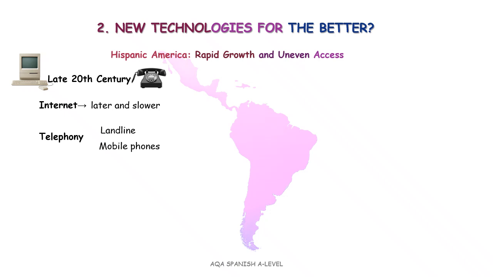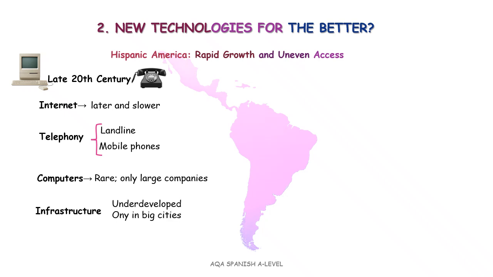Telephony, mobile technology: early mobile phones were expensive, bulky, and used mainly by the elite. Most communication relied on landlines. Personal computers were rare, used mainly by large companies or universities. Most people had no access to digital training. Tech infrastructure was underdeveloped, concentrated in big cities, leaving rural areas almost disconnected.